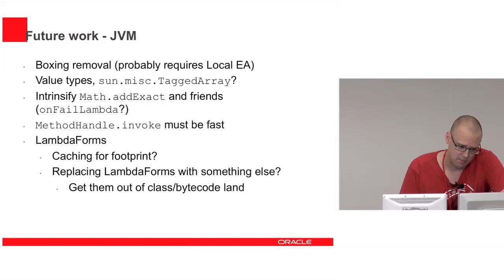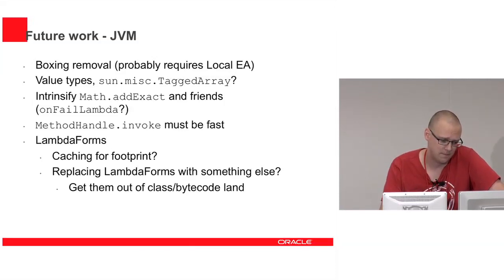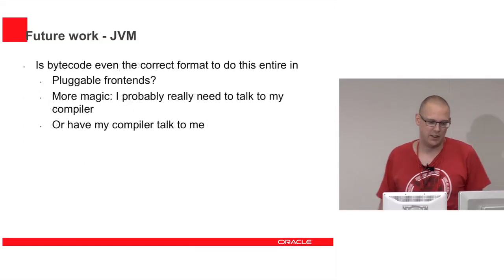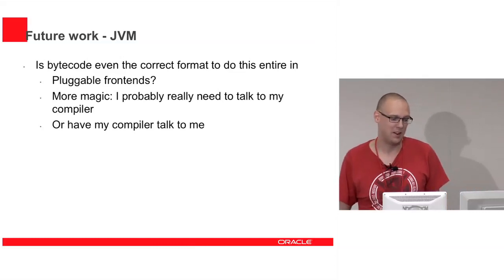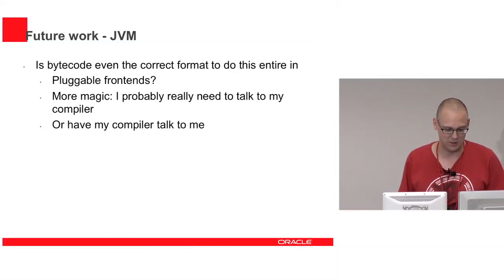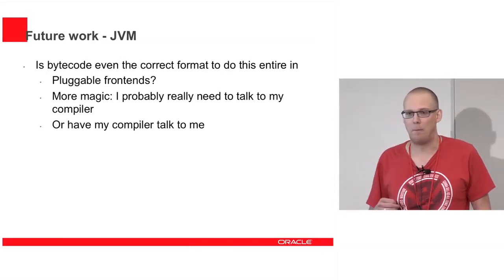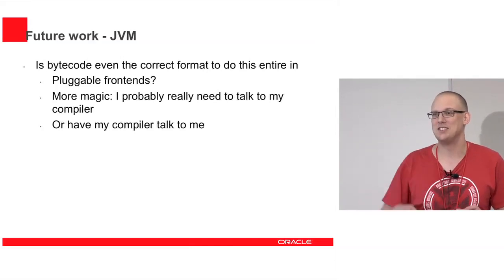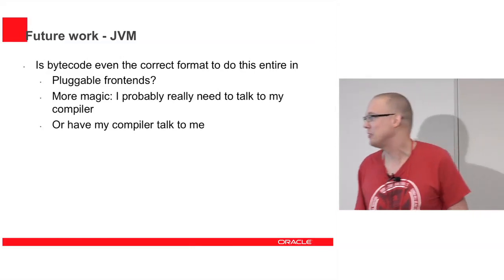And the JVM, I think I see boxing removal, which probably requires local escape analysis. I see value types, the tagged array stuff. I see math intrinsifications. I see improvements to method handling invoke, and we have to do something about lambda forms. And as a final musing, you can wonder, is bytecode even the correct format to do a thing like this? So I don't know. I mean, Truffle has shown us other ways to do this. One of the things we can still do in bytecode land is I really need to talk to my compiler. Truffle cheats a lot and has these annotations that Graal understands, and I'm afraid to talk to C2 because what if I call up something I can't put down?